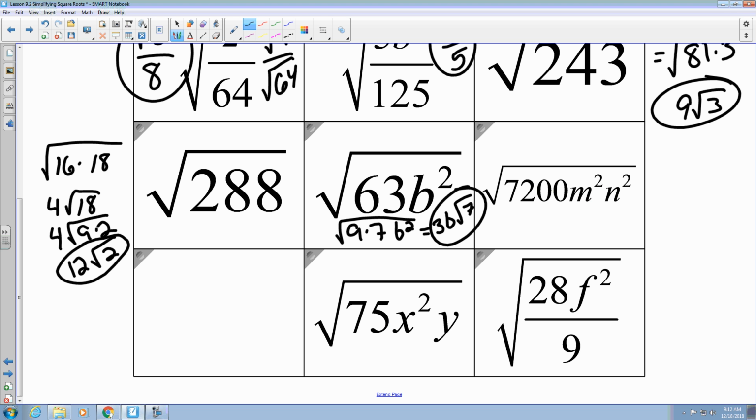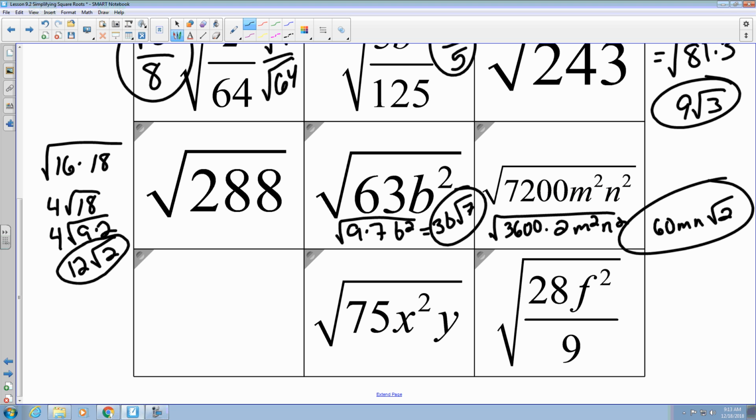7200 is not a perfect square. So for 7200, I'm trying to find something that'll work. Oh, so this can be rewritten as the square root of 3600 times 2, and I have m squared n squared. And 3600, I believe, is a perfect square because that gives us 60. Then the square root of m squared is m, the square root of n squared is n, and all I'm left with is the square root of 2.